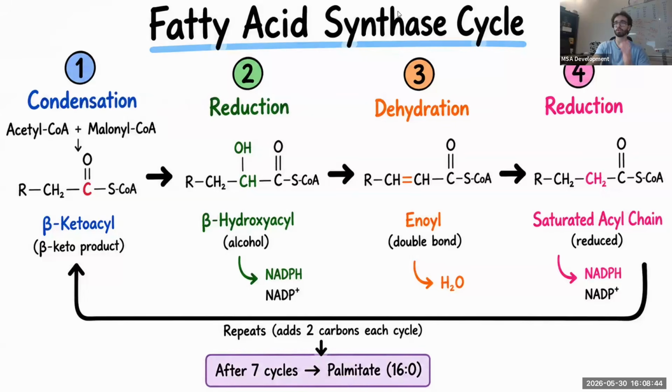So I want you to remember, condensation will give us what? It will give us a beta keto product. They might ask you in the exam, which reaction in the fatty acid synthase cycle will give you a keto product? You're going to say condensation. The first reduction will give you an alcohol. Dehydration, obviously, will give you water. This isn't very important. And the second reduction will give you the saturated acid chain, which is the final product. This cycle will repeat almost 7 times until we have 16 carbons, and that's when we have palmitate. Okay? So please memorize condensation, reduction, dehydration, then reduction.